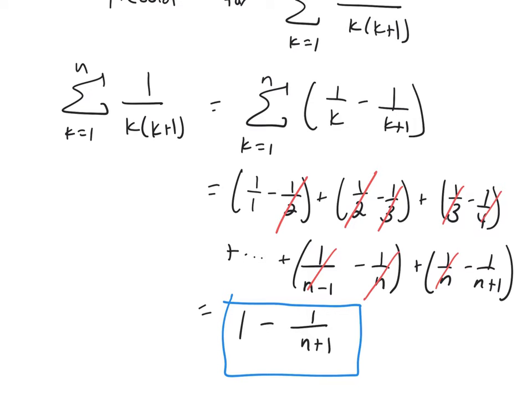If you've taken Calculus 2, you saw this. This is a telescoping series, essentially. The same idea is occurring here. You have terms that are canceling with previous terms, and so it simplifies to this nice simple expression here.